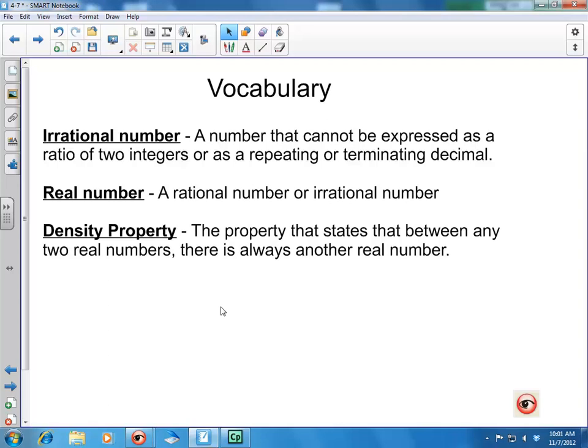The density property basically says that between any 2 real numbers, there's always another real number. Now, what does that mean? That means, like, there's a number between 1 and a half. Okay, that's what it's saying. There's a bunch of numbers in between there, but it's saying there's always another real number.